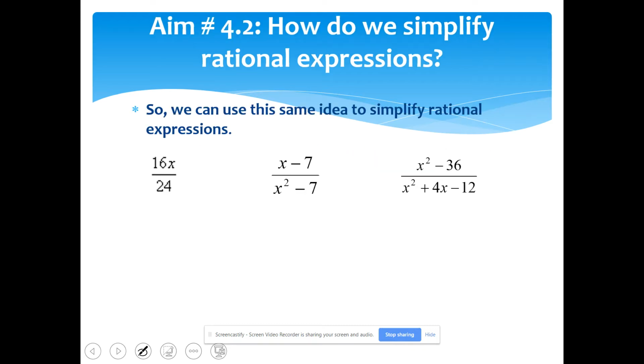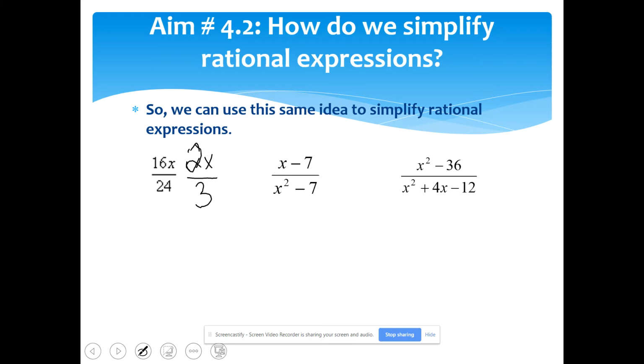Let's try that with rational expressions. 16x over 24. Well, the x is there. There's nothing we can reduce that with. But 16 and 24 have a common factor of 8. So if I divide 16 by 8, we get 2 with the x, and 24 divided by 8 is 3. That would be simplest form.